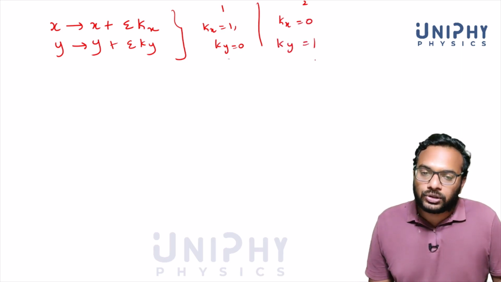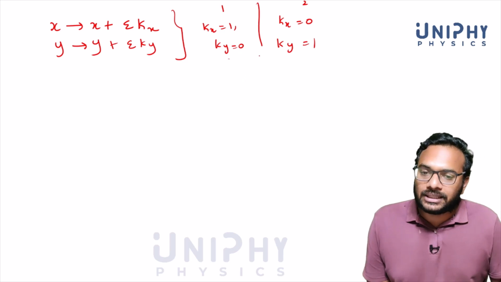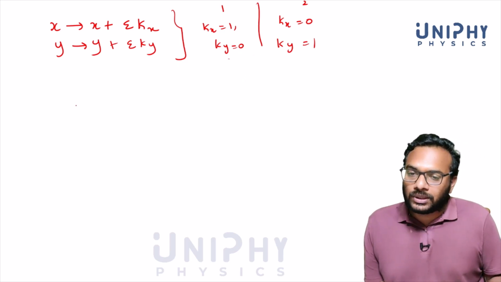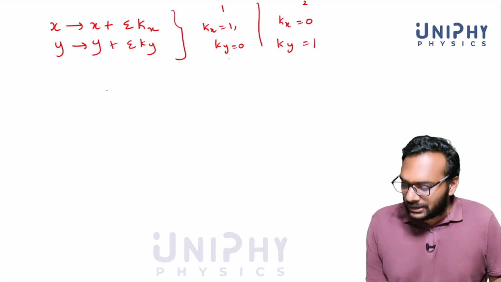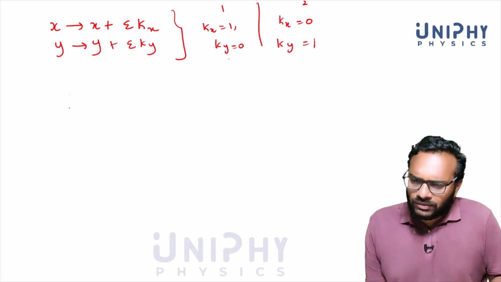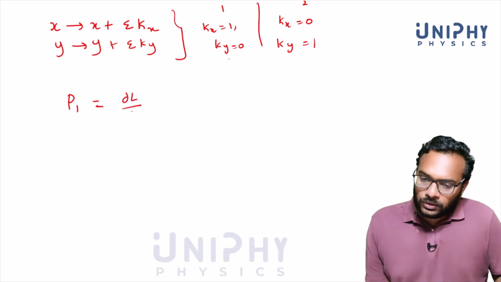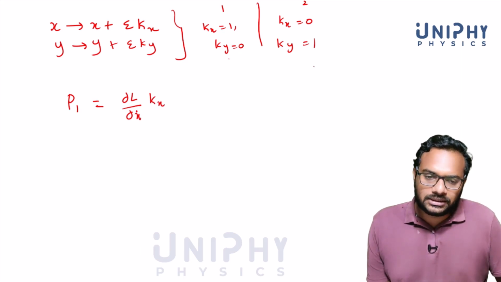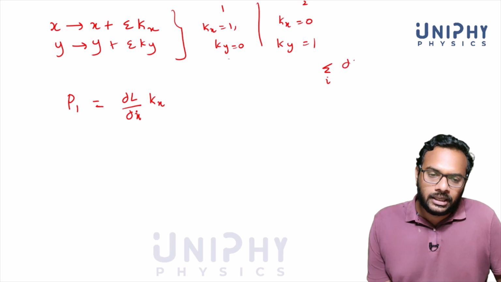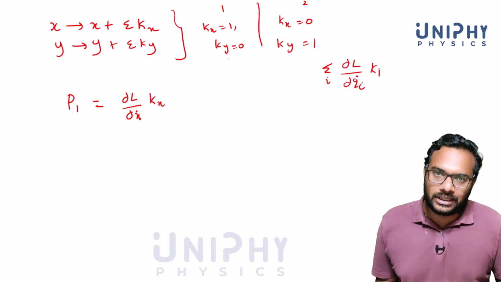Corresponding to each of these, we'll get a conserved quantity according to Noether's theorem. And what does Noether's theorem say is the conserved quantity? The first conserved quantity is P1 using this relation. What was the conserved quantity? It was the summation over i of ∂L/∂q̇i times ki. That's Noether's theorem.